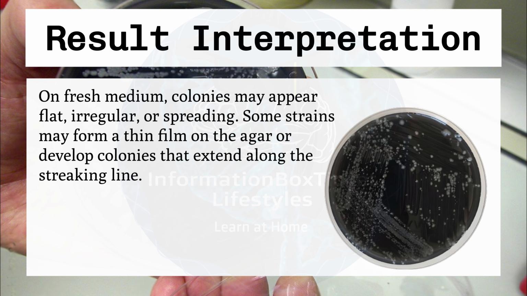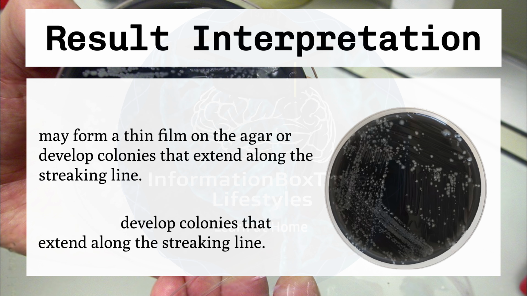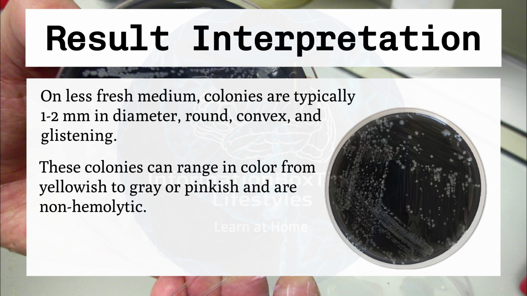On fresh medium, colonies may appear flat, irregular, or spreading. Some strains may form a thin film on the agar or develop colonies that extend along the streaking line. On less fresh medium, colonies are typically 1 to 2 mm in diameter, round, convex, and glistening. These colonies can range in color from yellowish to gray or pinkish and are non-hemolytic.